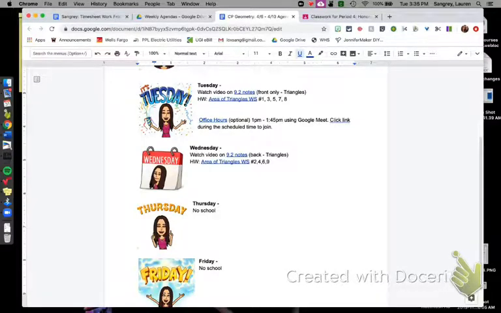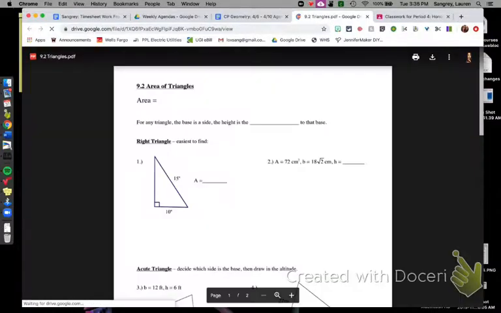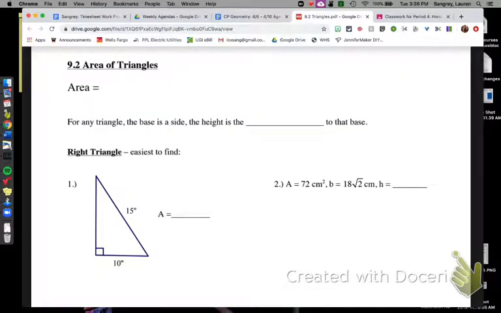All right, so today we're going to start our area of triangles. We're going to split this up into 2 days. So the first day, we're focusing just on right triangles and acute triangles. So let's first talk about area of a triangle.